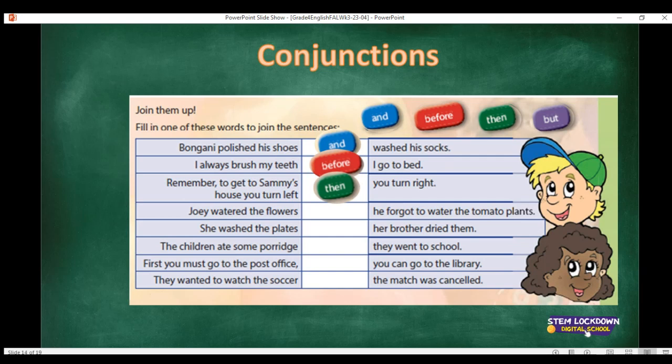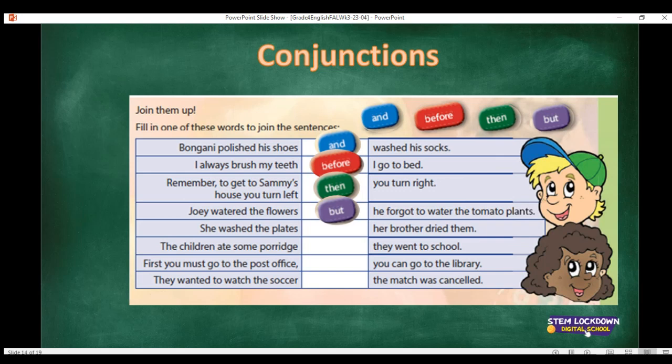Joey watered the flowers. He forgot to water the tomato plants. Oh. So Joey watered the flowers, but, because now it's giving me an opposite. So, but he forgot to water the tomato plants.